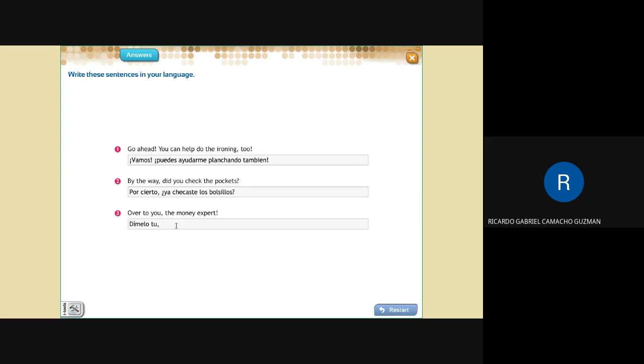Tomando en cuenta el audio anterior, pues sabemos que estamos hablando acerca de una chica, porque es la que estaba explicando lo del dinero. Pero si nosotros no sabemos cómo traducir esto, si no sabemos si es hombre o mujer, al momento de traducirlo al español, se utiliza la forma masculina. ¿Okay? Entonces, en este caso sería de esa manera. Dímelo tú, el experto en dinero. En este caso sabemos que es una mujer. Por esa razón es la experta. La experta en dinero.